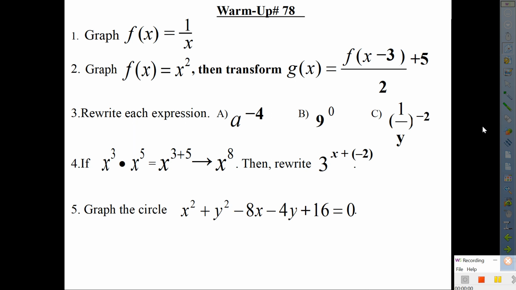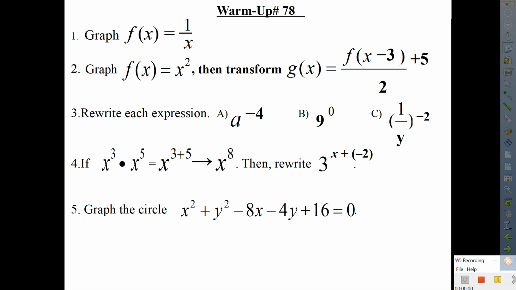Warm-up 78 is on the screen. Number 1 says graph f of x equals 1 over x. Number 2, graph f of x equals x squared, then transform it according to g of x equals one-half times f of (x minus 3) plus 5.